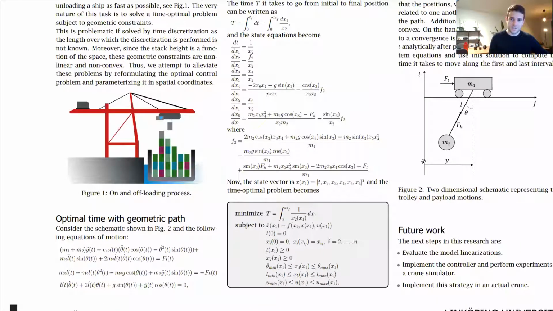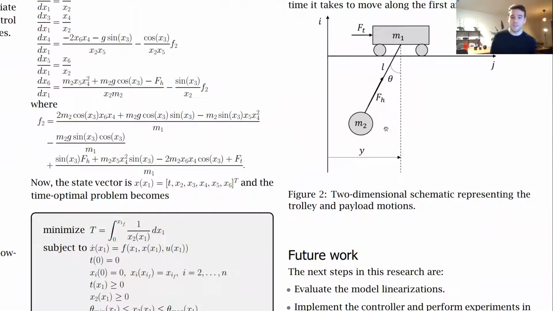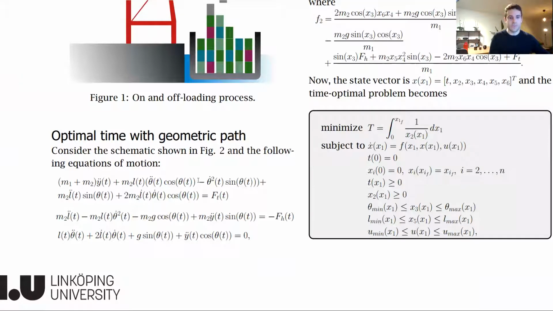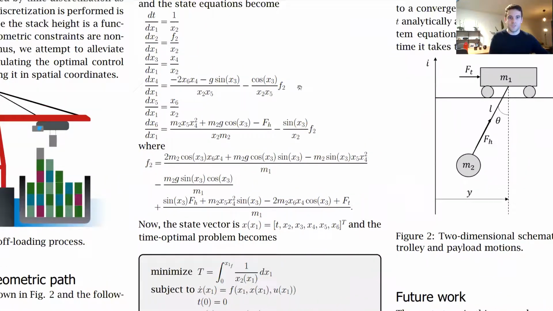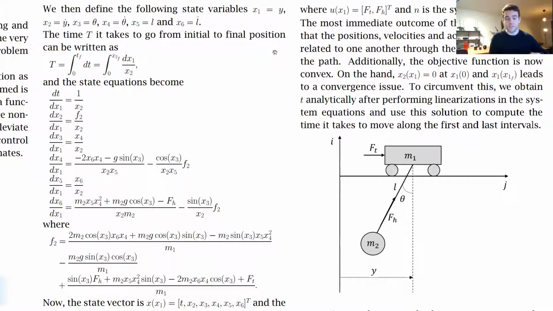For this, let's look at Figure 2. Here we have a two-dimensional schematic representing the trolley and the payload or the container motions. From this, we can obtain the equations of motion, which are parameterized in time. From this, we also have the state variables, which are the trolley position, y, the angle of the pendulum, theta, and the length of the rope, L, and their corresponding derivatives.